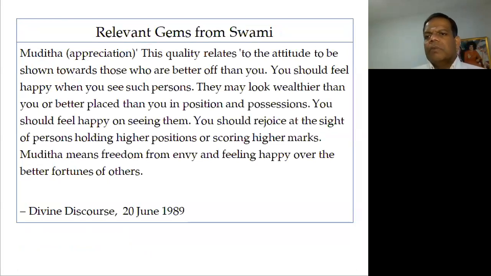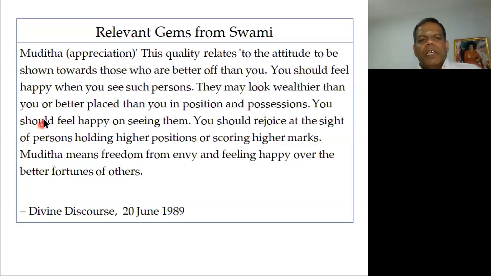Because it relates to the mantra Modaschami. Moda comes from the word Muda. Another derivation is Mudita. Swami has spoken about it, so I thought I will just give an excerpt. Mudita: appreciation. This quality relates to the attitude to be shown toward those who are better off than you.